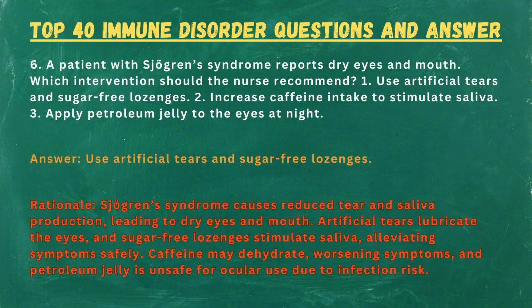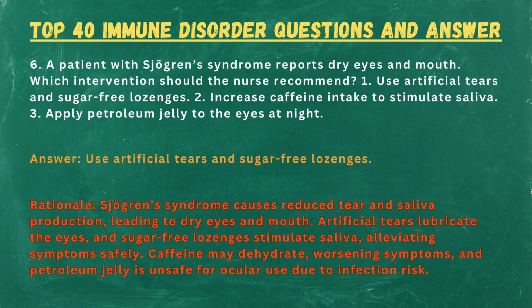6. A patient with Sjogren's syndrome reports dry eyes and mouth. Which intervention should the nurse recommend? 1. Use artificial tears and sugar-free lozenges. 2. Increase caffeine intake to stimulate saliva. 3. Apply petroleum jelly to the eyes at night. Answer. Use artificial tears and sugar-free lozenges.